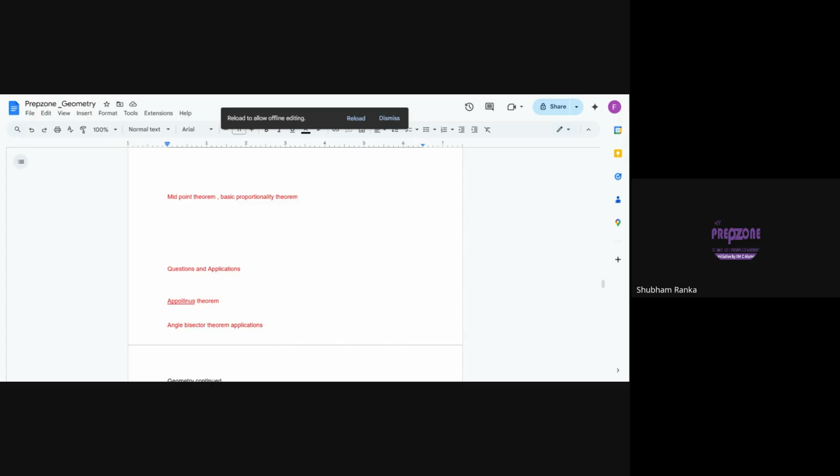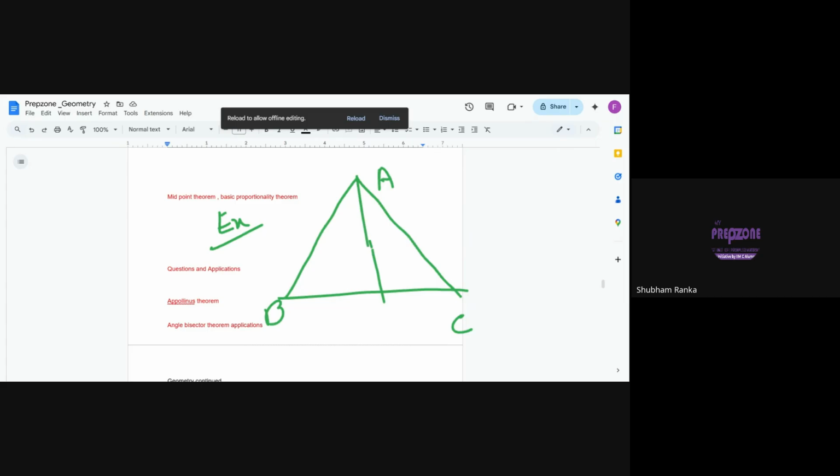So let's say, I'm giving you one example. The example is on the same angle bisector theorem. This is the triangle ABC. Okay, now you know what the theorem says.